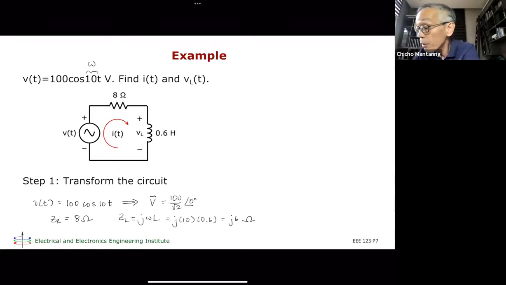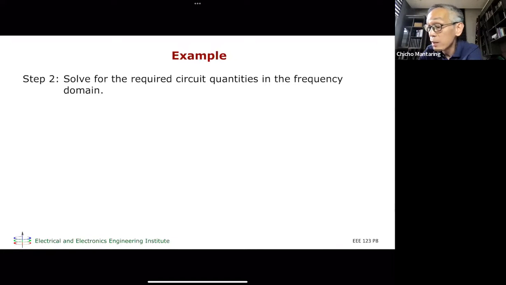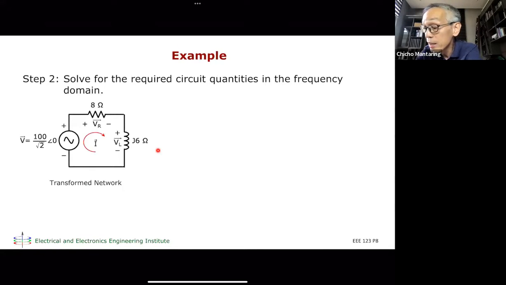So my transformed circuit is going to look like this. This is my transformed circuit. This is my voltage source. This is my Z's of L, and then this is my Z's of R.